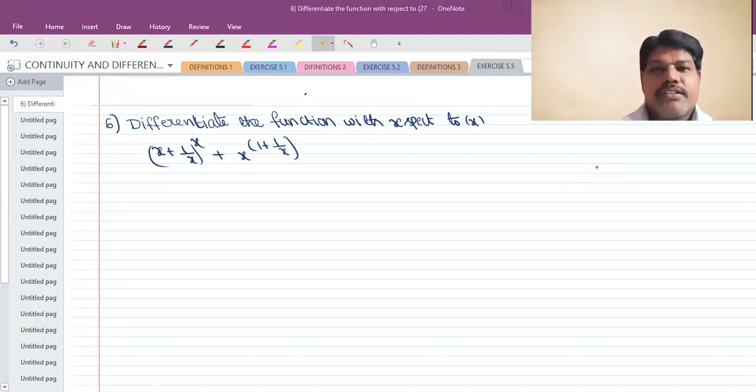So in the previous class we have started logarithmic differentiation. Let us continue with the questions. In the previous class we completed up to 5 questions. See question number 6: differentiate the function with respect to x.